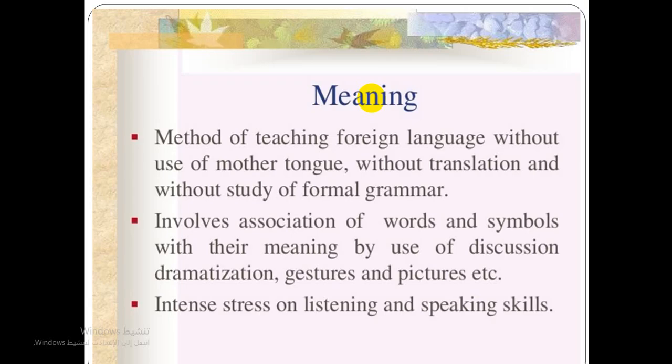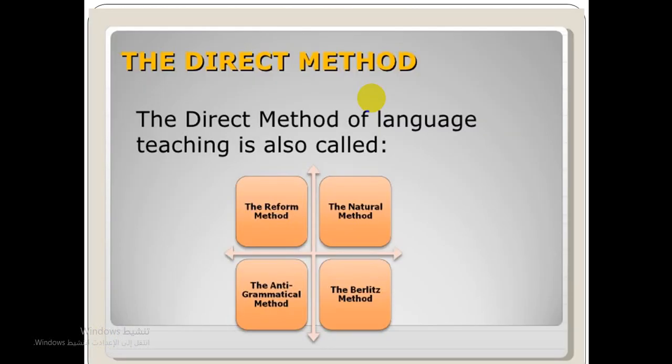Definition of the direct method. A method of teaching a foreign language without use of the mother tongue, without translation, and without study of formal grammar. It involves association of words and symbols with their meaning by use of discussion, dramatization, gestures, and pictures, etc. There is intense stress on listening and speaking skills. The direct method of language teaching is also called the reform method, the natural method, the anti-grammatical method, the Berlitz method.